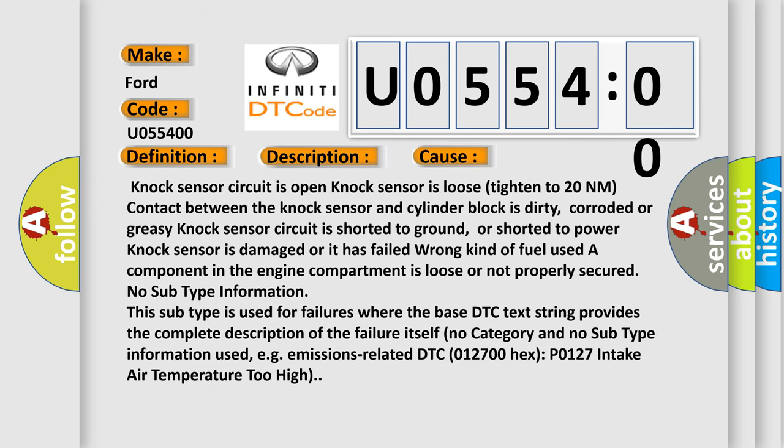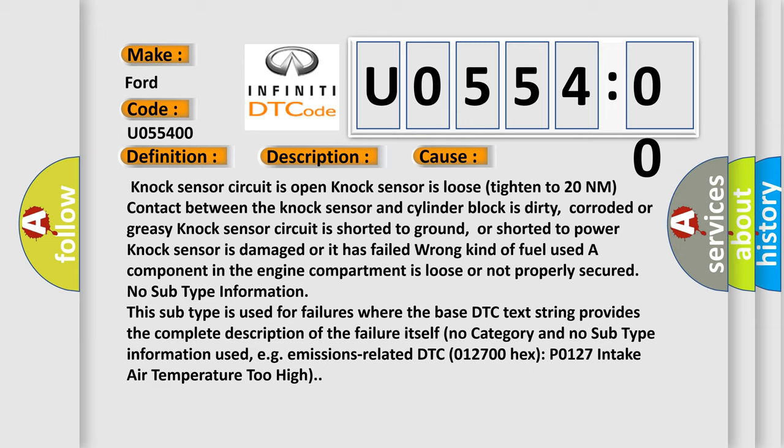Knock sensor circuit is open. Knock sensor is loose, tighten to 20 Nm. Contact between the knock sensor and cylinder block is dirty, corroded or greasy. Knock sensor circuit is shorted to ground or shorted to power. Knock sensor is damaged or has failed. Wrong kind of fuel used. A component in the engine compartment is loose or not properly secured.